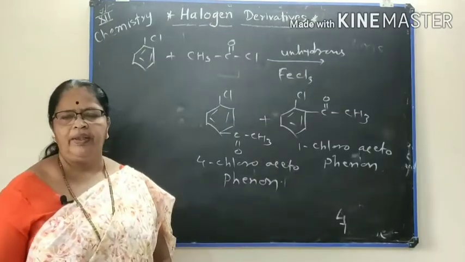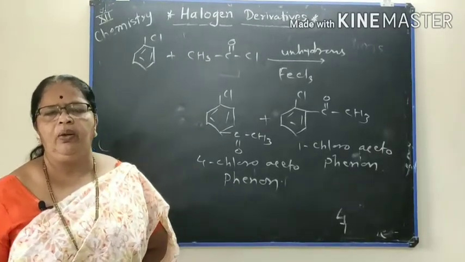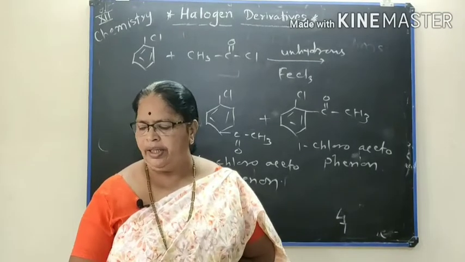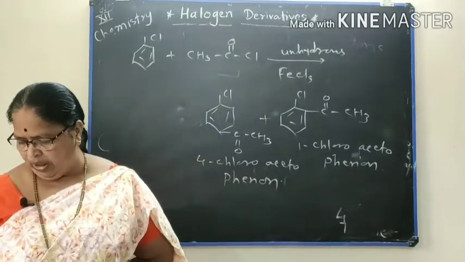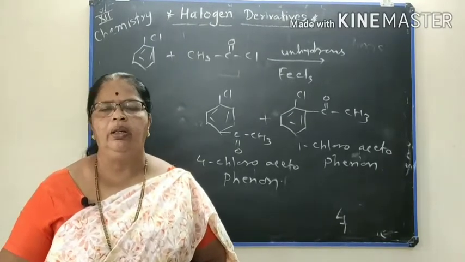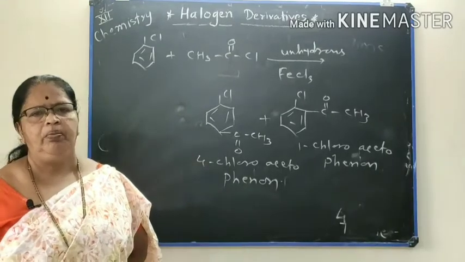In Friedel-Crafts reaction, we have seen chlorobenzene is treated with methyl chloride in presence of anhydrous FeCl3. It gives 1-chlorotoluene and 4-chlorotoluene. 4-chlorotoluene is a major product.